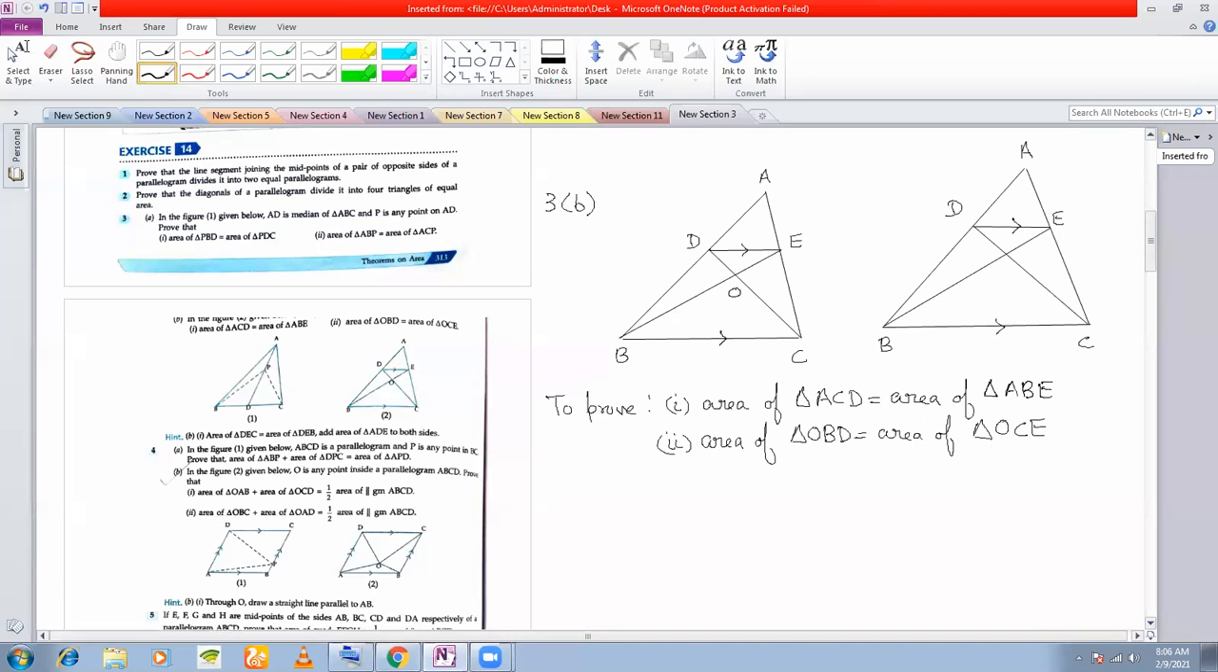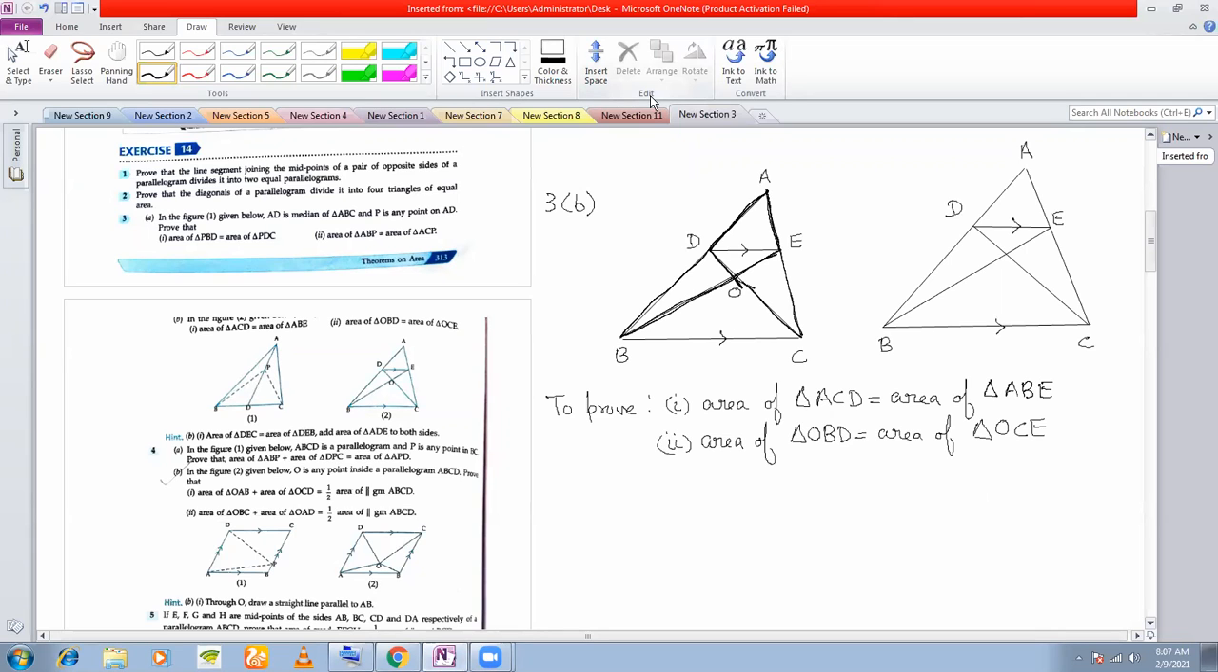Let's mark the triangles. Which one we have to prove equal? ACD. ACD is this triangle. You need to prove that area of this triangle is equal to area of this triangle. So these two triangles, you have to prove that the areas are equal.